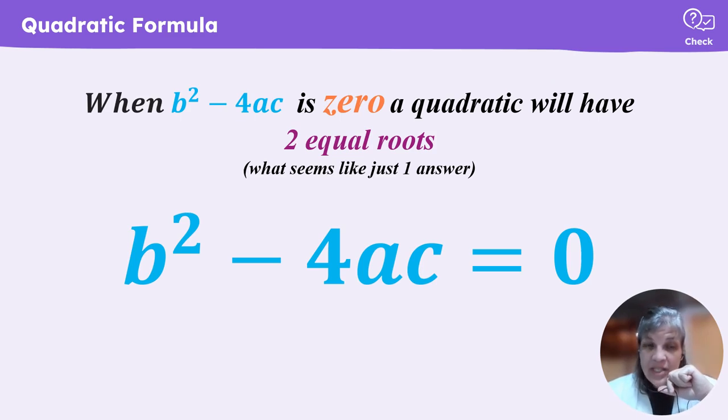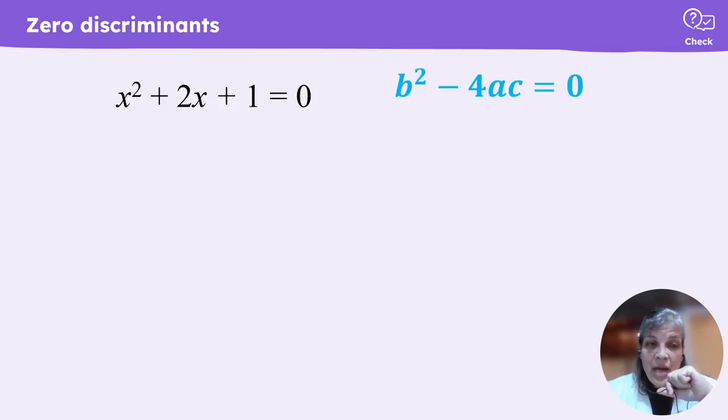The third situation is when b squared minus 4ac is 0. And in that case, a quadratic will have two equal roots. It seems like just one answer, but it's actually repeated. So let's see an example of that. If we have something like x squared plus 2x plus 1, you may recognize this as a perfect square.